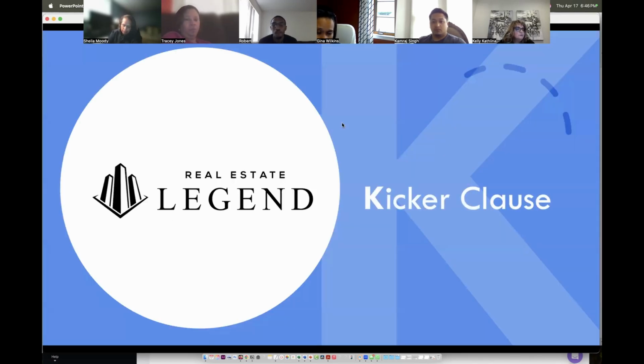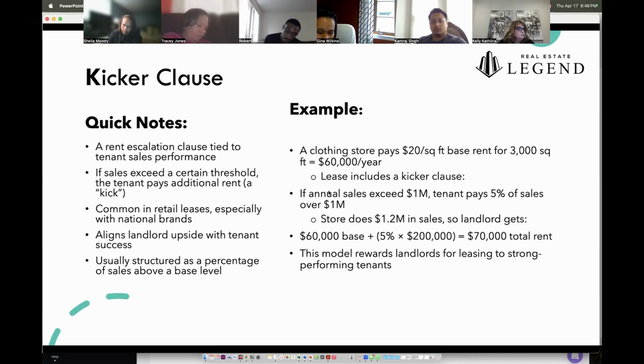Okay, a kicker clause. So I've heard this referred to as a couple different things. In real estate class, we learned about something that's called a percentage lease. So a percentage lease is where the landlord takes a percentage of your sales. Kicker clause is kind of the same thing.